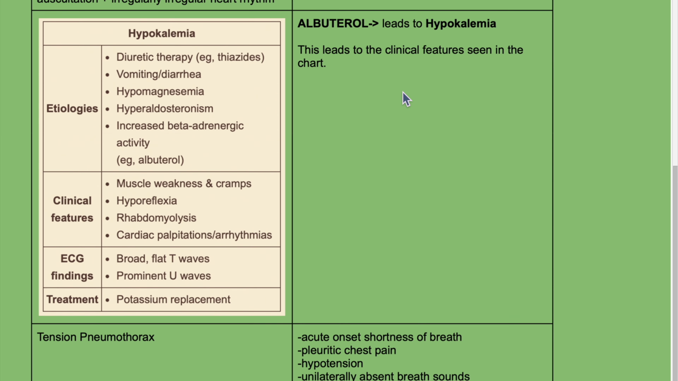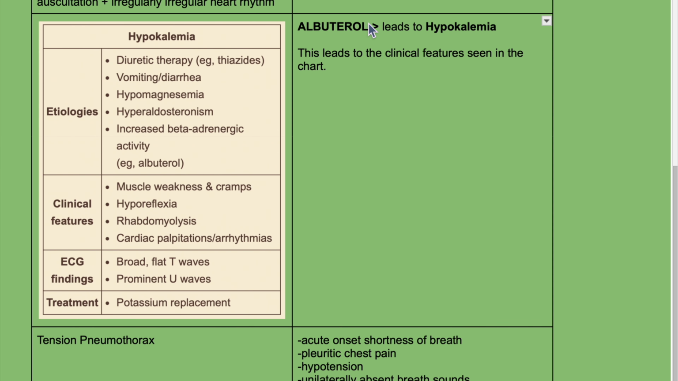Okay. So albuterol leads to hypokalemia. This leads to clinical features seen in this chart. So I remember first one we did was methotrexate, then chlorpheniramine, and now albuterol has some kind of significance leading to all of these.